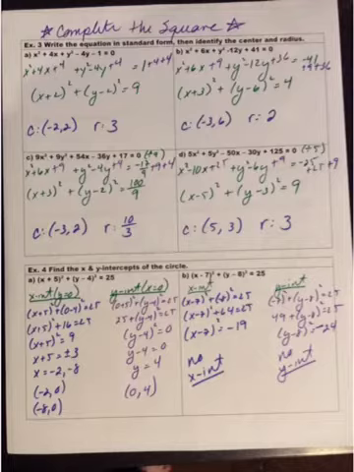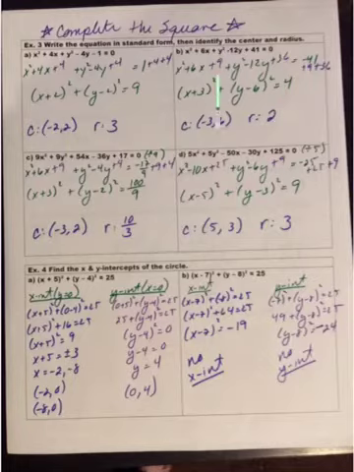So B, again, I put my x's together and left a space. Then I put my y's together and left a space. I moved my constant to the other side. Now complete the square. Half of 6 is 3. 3 squared is 9. If I add it to the left, I have to add it to the right. Complete the square. Half of 12 is 6. 6 squared is 36. If I add it to the left, I have to add it to the right.